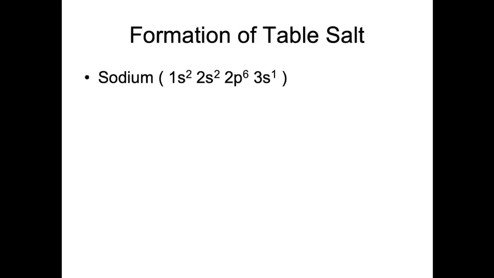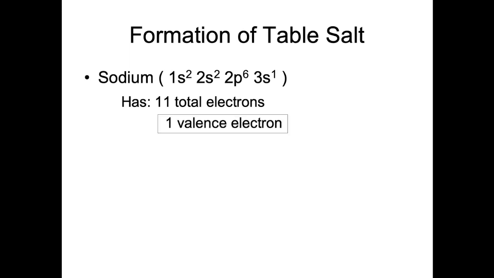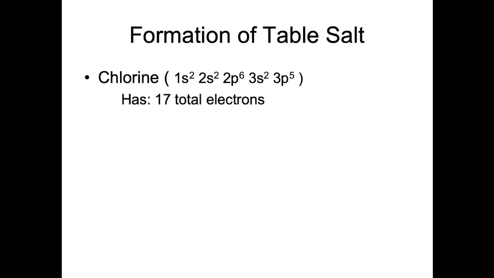So if we look at the electron configuration of sodium, we can see that it has 11 total electrons and 1 valence electron. So its Lewis dot structure has 1 dot on it. When we look at chlorine's electron configuration, we can see that chlorine has 17 total electrons and 7 valence electrons, 2 from the 3s and 5 from the 3p. So its Lewis dot structure has 7 dots around it.